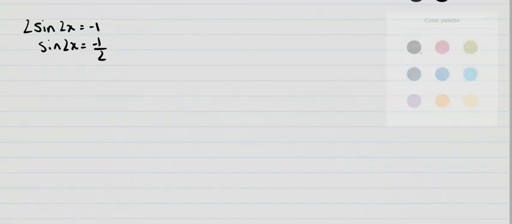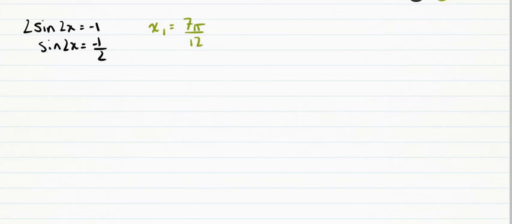So let's rewrite that equation. The original equation was 2 sine 2x is equal to -1, and we had simplified that to sine of 2x equals -1/2. And so far we have two solutions. We have the solution x1 is equal to 7 pi over 12, and x2 is equal to 11 pi over 12. However, these are actually not the only solutions between 0 and 2 pi for this equation.